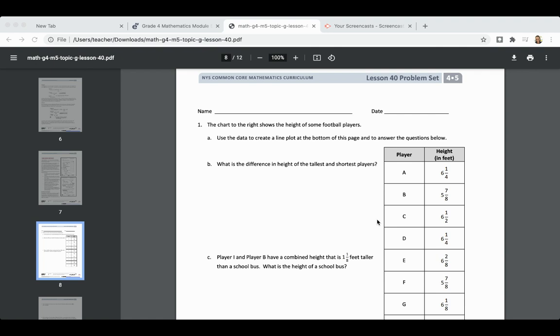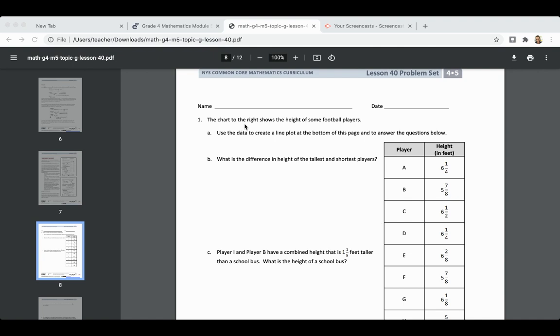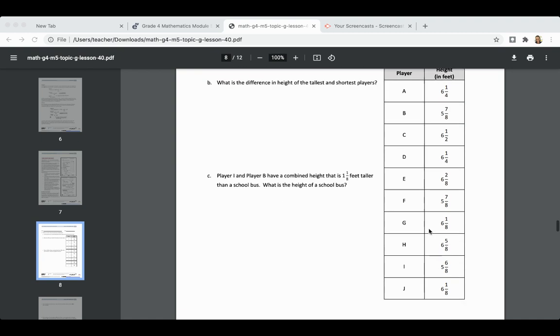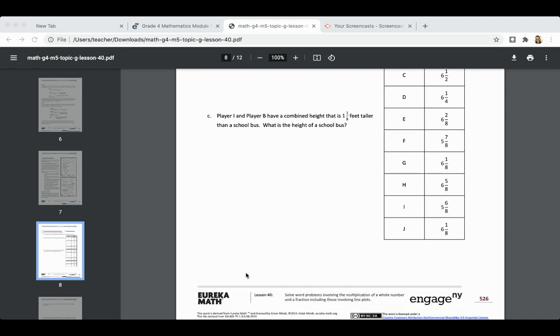Today's assignment for math, you're going to continue going off of what we did on Friday. So you have word problems that you're solving, and these word problems are going to involve whole numbers and mixed numbers. So you will notice that here's your assignment sheet. You're going to use the data from the chart regarding the height of football players right here. And it says use the data to create a line plot at the bottom of this page to answer the questions below.